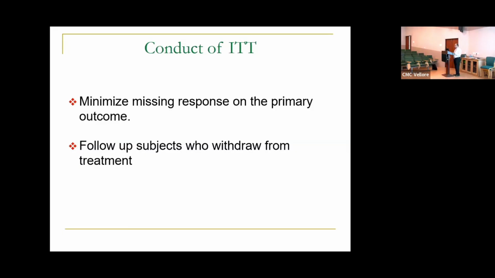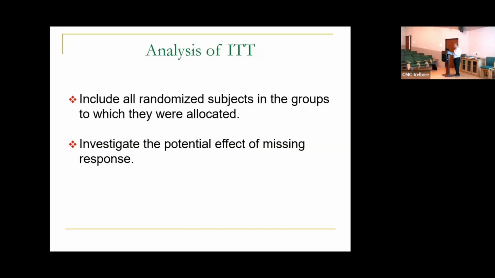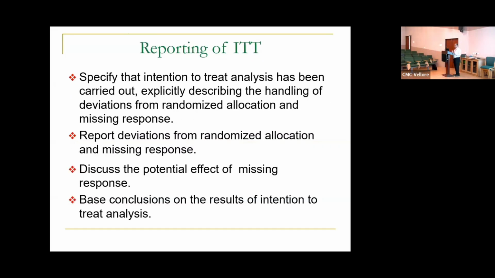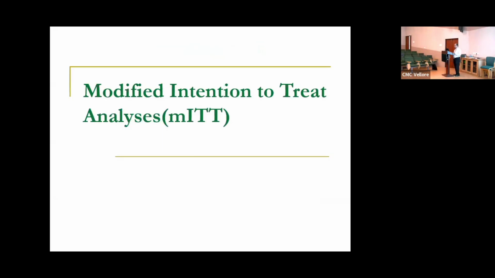How do we minimize missing responses and so on? This is a great question that we may not be able to address. This is what we discussed: include all randomized subjects in the groups to which they are allocated. Investigate the potential effect of missing response. Having investigated, what do you do with that? Now, this goes on and on. We need to understand the reason they are missing and so forth. It's a good idea, but sometimes we may not be able to do it.